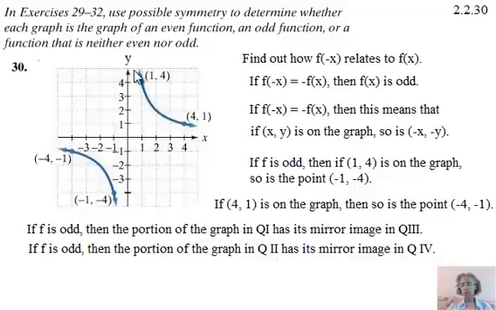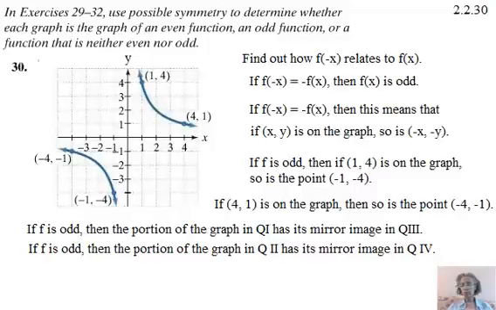Notice that basically means whatever the coordinates of the points on the graph are in quadrant 1, the mirror image in quadrant 3 will have the coordinates of those points multiplied by negative 1. So the mirror image of the point (1, 4) is the point (negative 1, negative 4). The mirror image of the point (4, 1) is the point (negative 4, negative 1). And so we see that this graph does fulfill that.